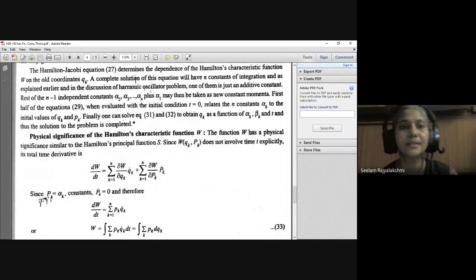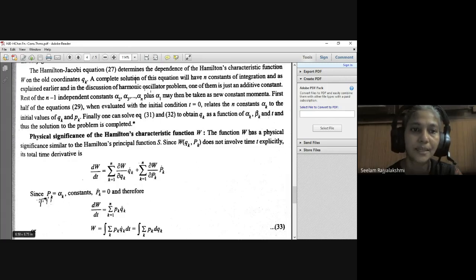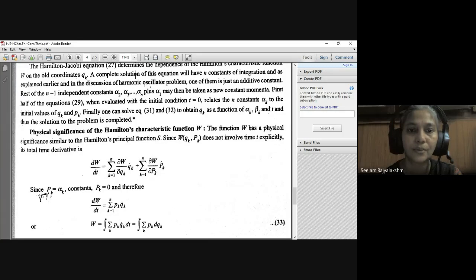Let us see the physical significance of Hamilton's characteristic function W. The function W has a physical significance similar to Hamilton's principal function, since the generating function W(qk, Pk) does not involve time explicitly. Its total time derivative can be written as dW/dt. Here W is a generating function, a function of qk and Pk. So dW/dt = Σ(k=1 to n) ∂W/∂qk q̇k + Σ(k=1 to n) ∂W/∂Pk Ṗk. Since Pk = αk are constants, Ṗk = 0, and therefore dW/dt = Σ(k=1 to n) pk q̇k.